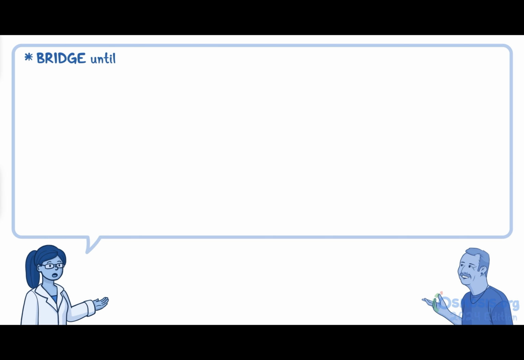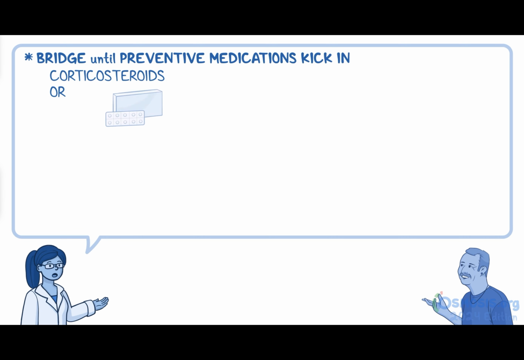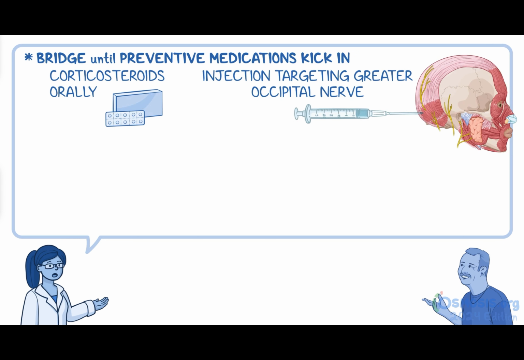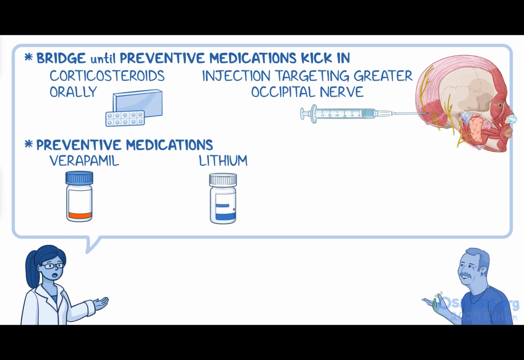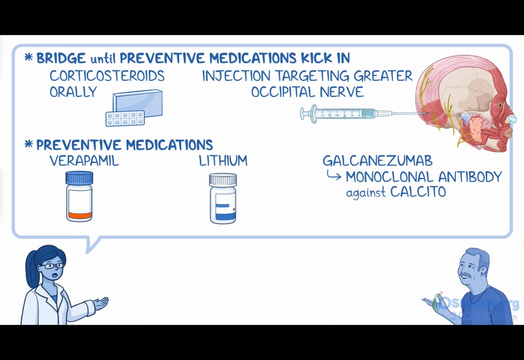To bridge the patients until preventive medications kick in, you can use corticosteroids orally or as an injection, targeting the greater occipital nerve. Finally, preventive medications include verapamil, lithium, and galcanezumab, which is a monoclonal antibody against the calcitonin gene-related peptide receptor or the CGRP receptor.